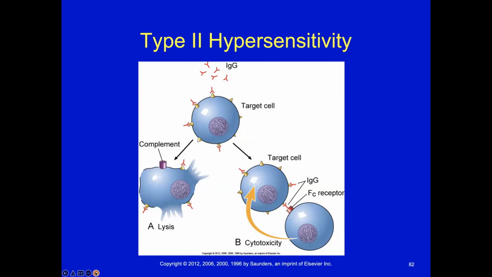So here is type 2 sensitivity. Here we have complement activated, the immune response, which is resulting in death of the cell, necrosis. Here we have a target cell where we have antibodies that have attached inappropriately. And so this creates a situation where the regular host cell is now considered as foreign as a pathogen.